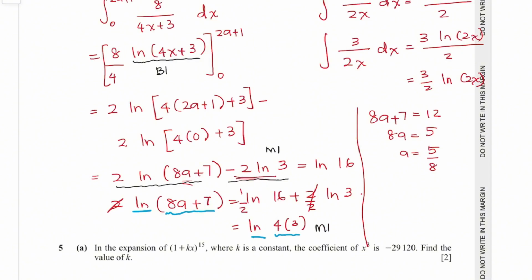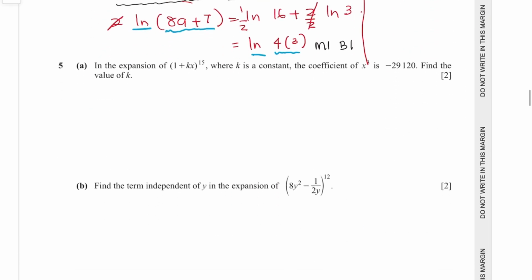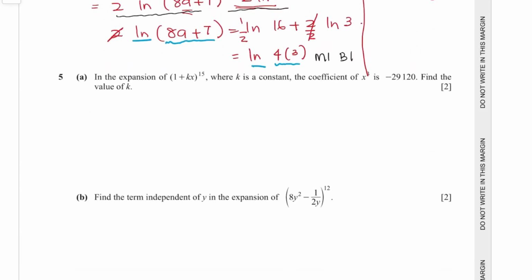And that is also when you are able to equate them together. That's your B1. Okay, correctly. Finally, when you get A equals to 5 over 8, that's your accuracy mark 1. So altogether, 5 marks. Next question, question number 5a.